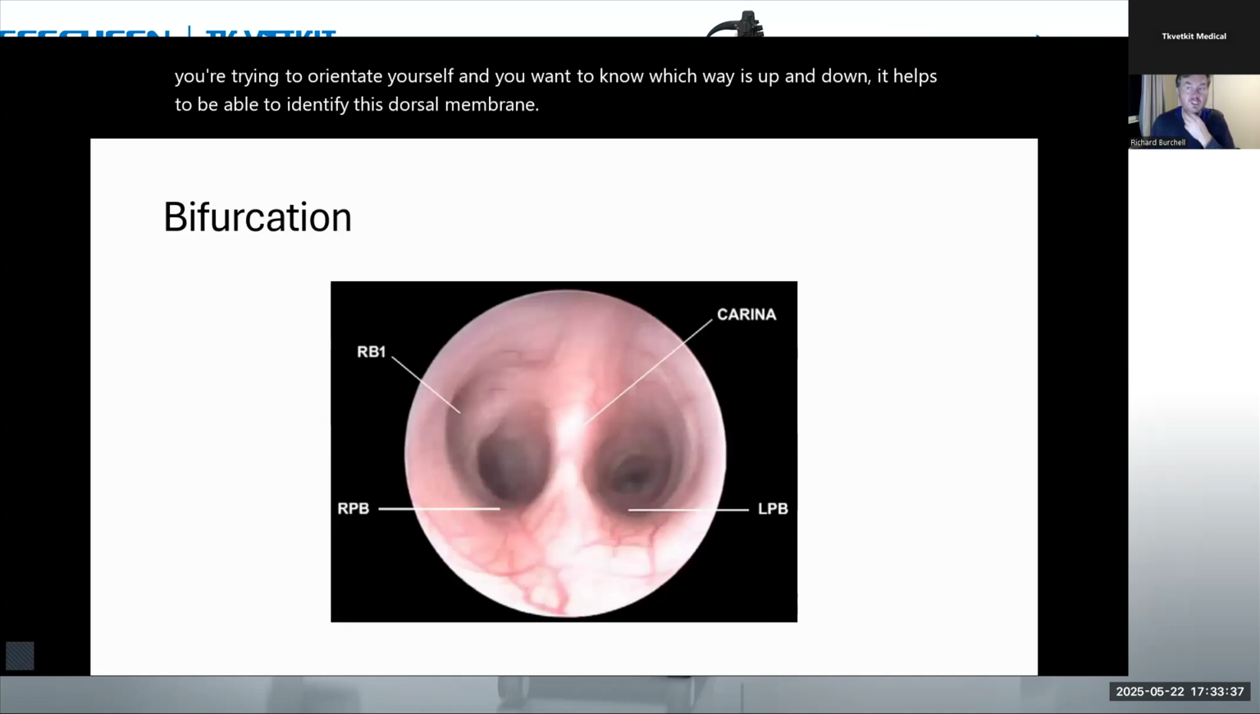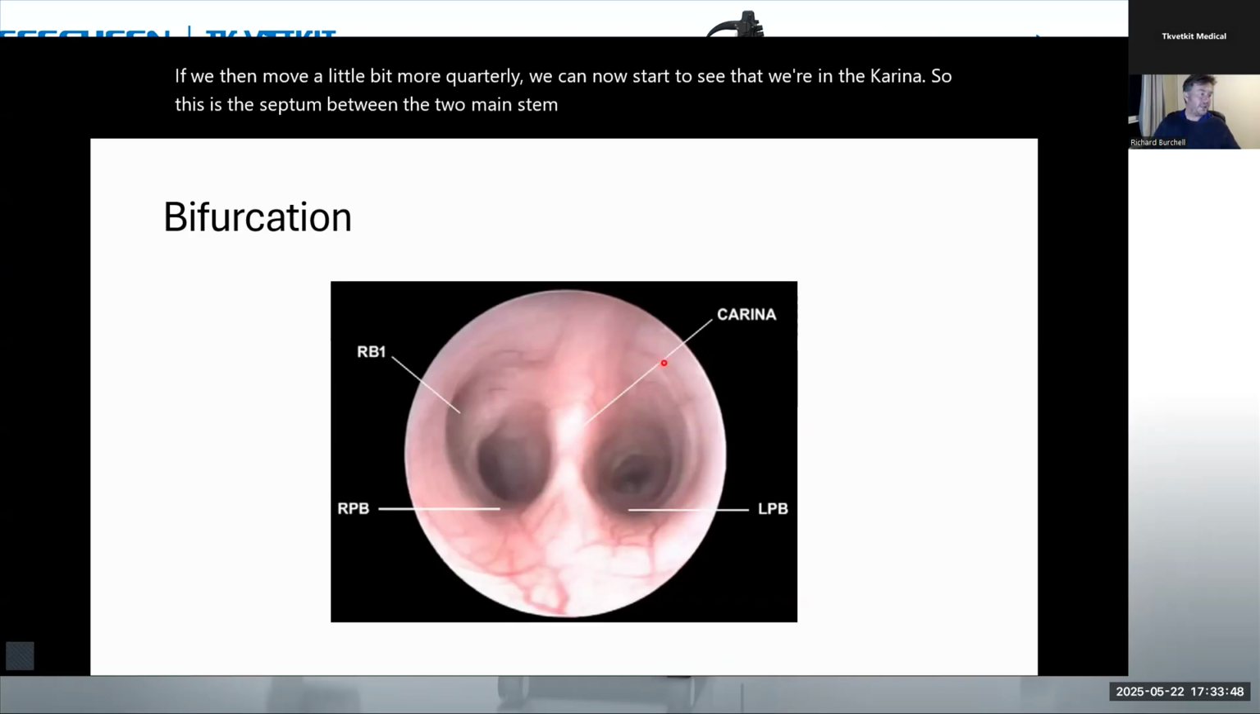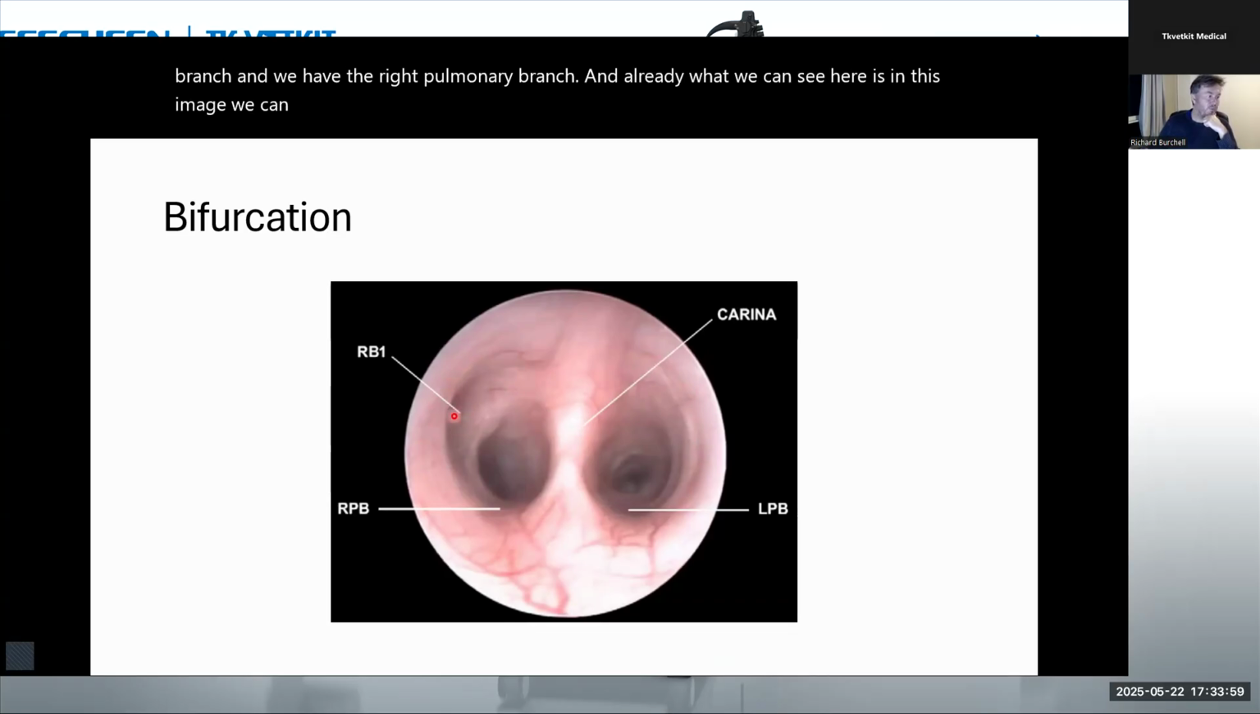If we then move a little bit more caudally, we can now start to see that we're in the carina. So this is the septum between the two main stem bronchi, and we have the left pulmonary branch and we have the right pulmonary branch. And already what we can see here in this image is we can make out the opening to the cranial lung lobe.